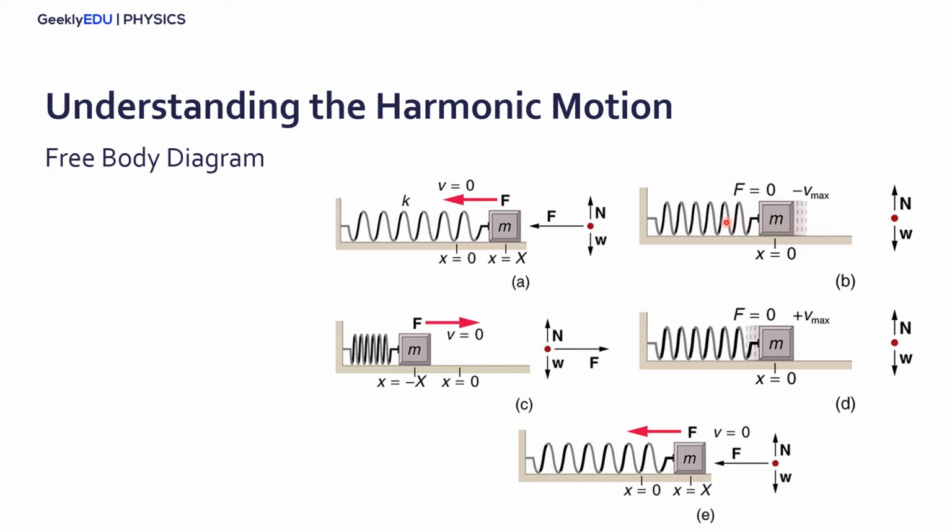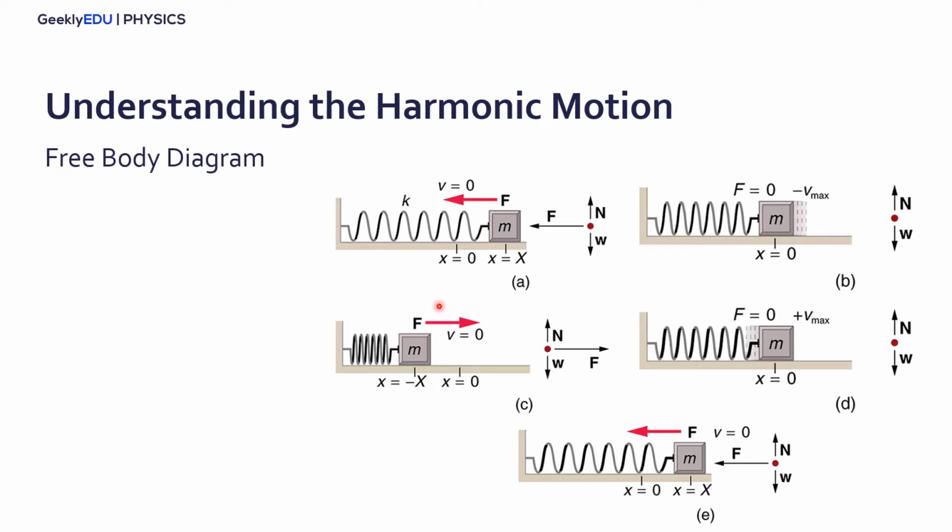After this, the spring starts to compress. So we have kind of the same thing. We compress it until the block stops. At this point, the net force is at its maximum, pointing in the other direction. The velocity is 0, and the place where the block is, is negative x.